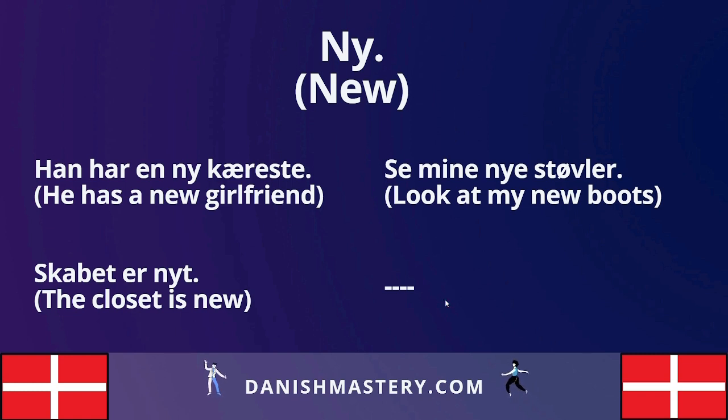Okay, awesome. And you have ny. Ny. And ny means new. Right? So the pronunciation is similar, but it's important that you say it right, so you don't accidentally say new, like you were trying to put new in there. It's shortened ny, just like that. Okay? Nice. So, yeah, han har en ny kæreste. He has a new girlfriend. Okay. Han har en ny kæreste. Ja.